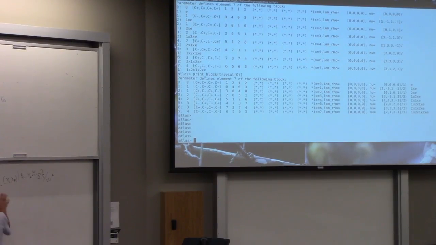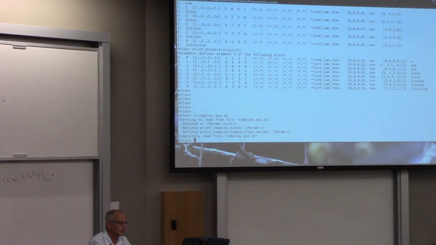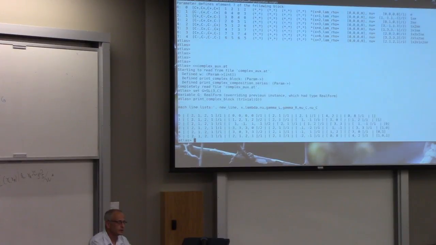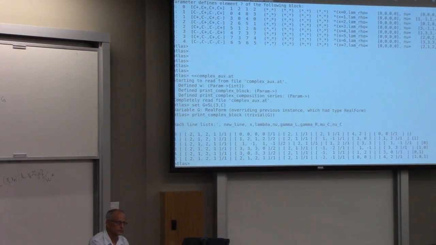And that's not these coordinates, but the software knows about these coordinates. And so let me show you how that looks. So I wrote a little file called complex. Let me take a smaller group. Let's take SL3C. Print complex block of the trivial of G. I can make it a little bigger.